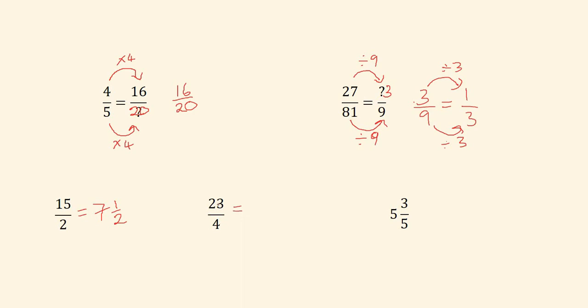23 over 4, think again, and it's really important to know your times tables. So 4 goes into 20 5 times, okay, and then there's 3 left over, so that would be 5 3/4. And then this one, if we go the other way, we say to ourselves, I want to turn that into a top heavy fraction, so just a single fraction. We've got 5 whole ones. How many fifths is that? Well, we do the opposite, we multiply. So 5 times 5 is 25. 25 plus 3 is 28. So that as a top heavy or improper fraction would be 28 over 5. Okay.